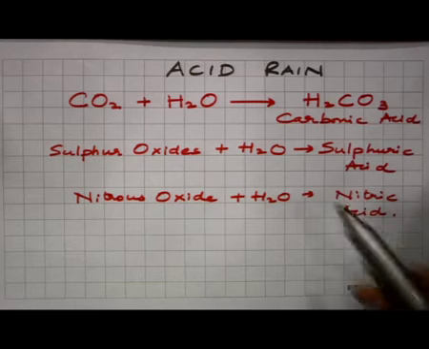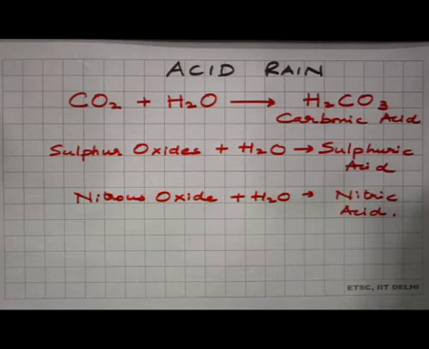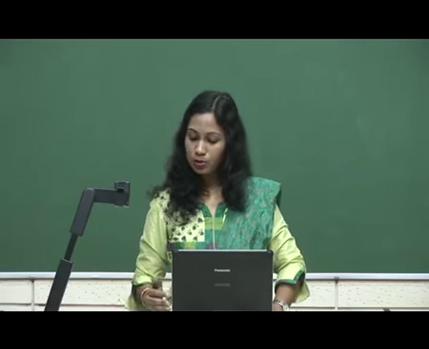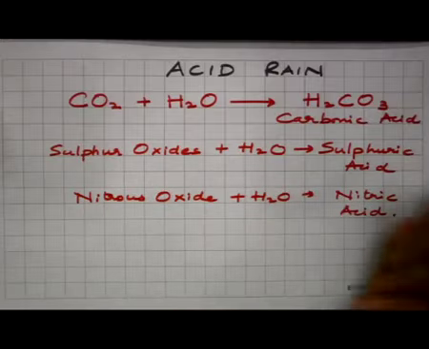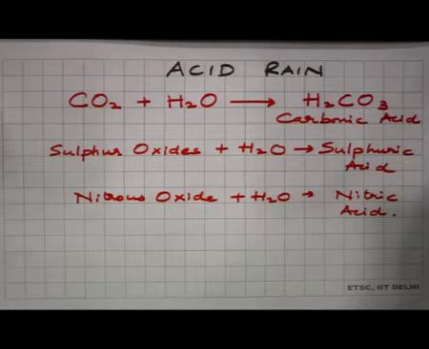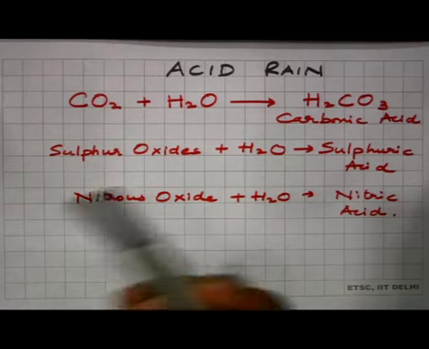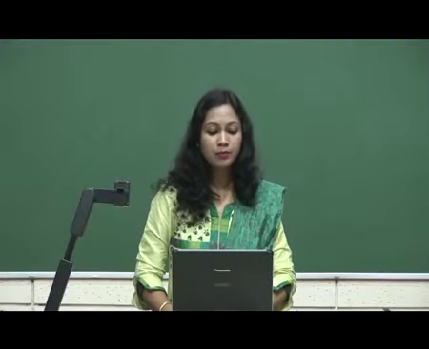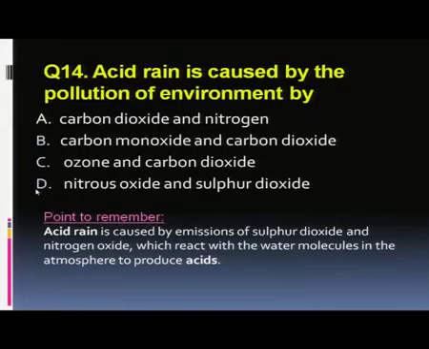These acids are very harmful for living organisms, especially the aquatic living organisms, the lower organisms, and we have also seen the impact of acid rain on the famous monument Taj Mahal. The marble is starting to yellow because of the impact of acid rain, because it degrades the calcium carbonate present in the marble. What will be the correct answer here? The correct answer will be nitrous oxide and sulfur dioxide. Acid rain is caused by emission of basically sulfur dioxides and nitrogen oxides, which react with the water molecules in the atmosphere to produce acids.